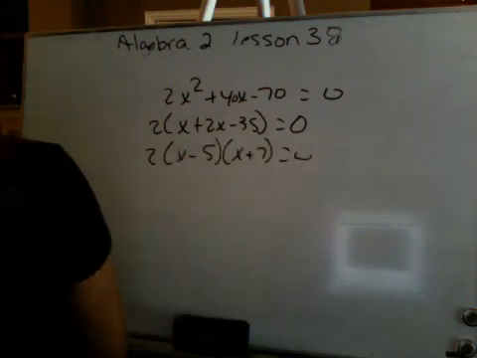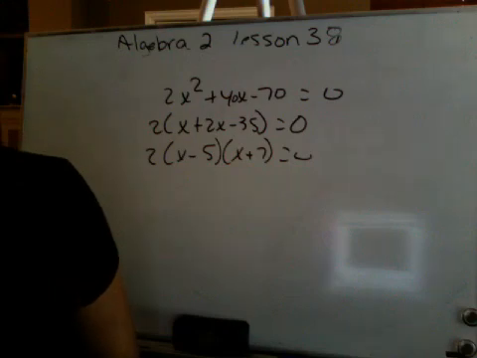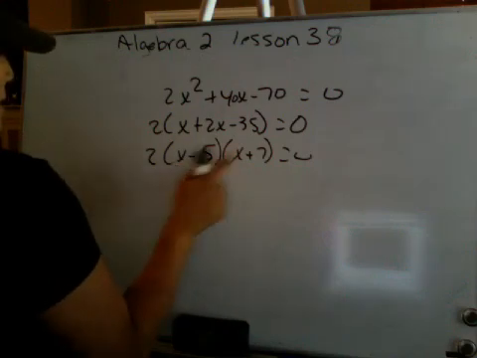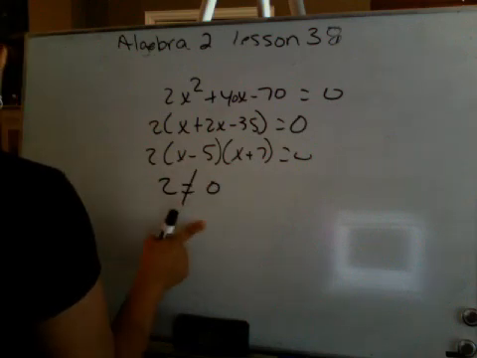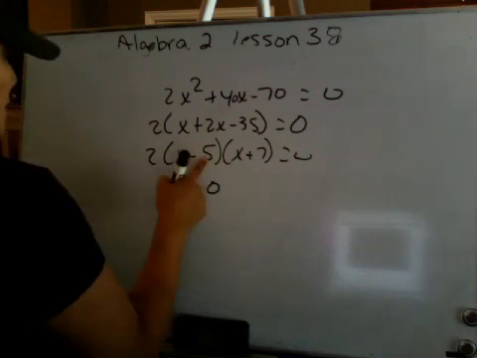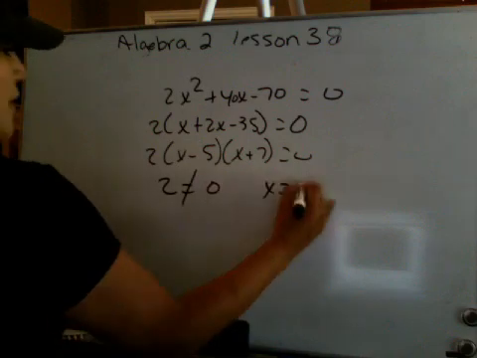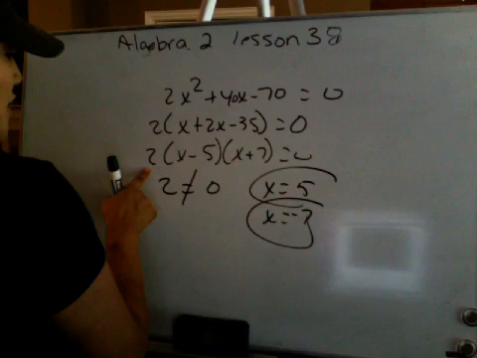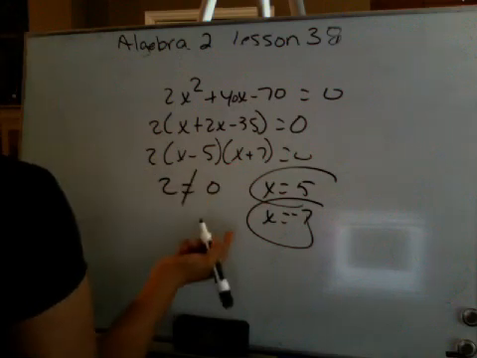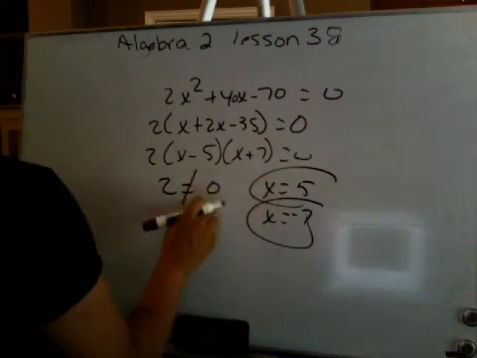Well, here it's a little different because I can set this one equal to 0 and this one, but 2 can never be equal to 0. So we can't say that 2 is a solution. So the solutions are going to be x equals 5 and x equals negative 7 only. Not 2, because if you put 2 equals 0, it's not a true statement. So only these two are solutions and not that one.